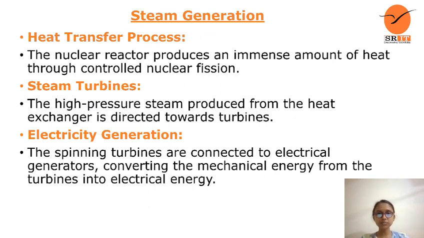Now let's talk about steam generation. So, heat transfer process, steam turbines and electricity generation in detail. Heat transfer process. The nuclear reactor produces an immense amount of heat through controlled nuclear fission. The reaction is always controlled because if by mistake it leads to an uncontrolled reaction, then it might lead to some disaster or some hazardous situation where the entire region becomes radioactive. Steam turbines. The high pressure steam produced from the heat exchanger is directed towards turbines. Electricity generation. The spinning turbines are connected to electrical generators, converting the mechanical energy from the turbines into electrical energy.